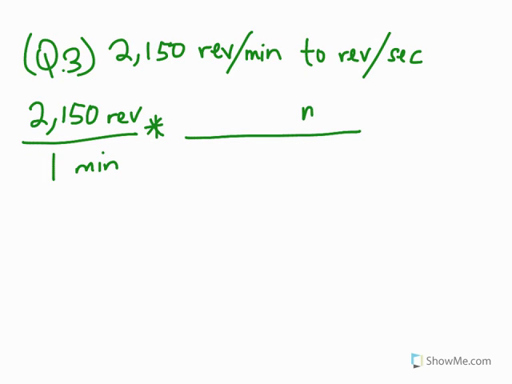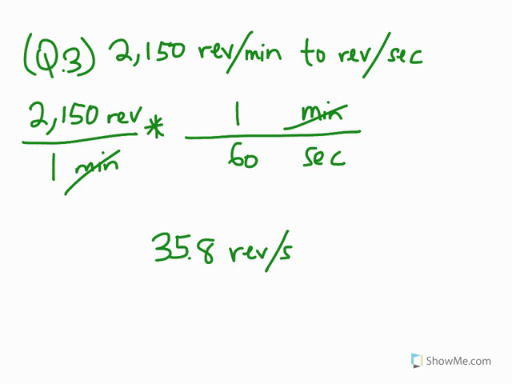So minutes, we want to convert minutes here, so we put minutes on top. And then we want to convert this to seconds. So then we ask ourselves, what is the relationship between seconds and minutes? We see that 60 seconds is 1 minute. So this minute will cross out minute. And then we have 3 significant digits in the original quantity. So this will now be 35.8 rev per second. And this is now our answer.